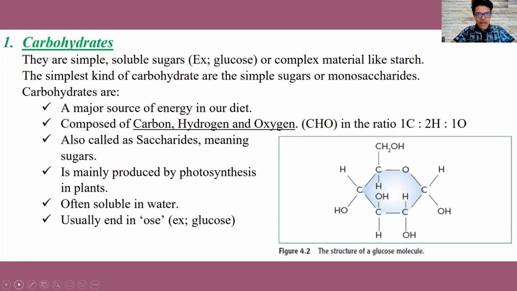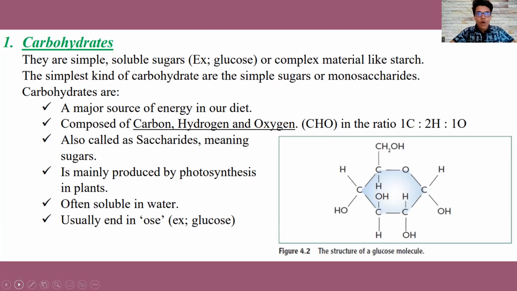Coming down to carbohydrates, which includes soluble sugars like glucose or complex materials, insoluble ones such as starch. The simplest kind of carbohydrate is simple sugars or monosaccharides. So the composition of carbohydrates is made up of carbon, hydrogen, and oxygen, where the short form is CHO, in the ratio of 1 carbon to 2 hydrogen to 1 oxygen. Generally, with the term carbohydrates, the word saccharides is also used, where saccharides gives the meaning of sugars.